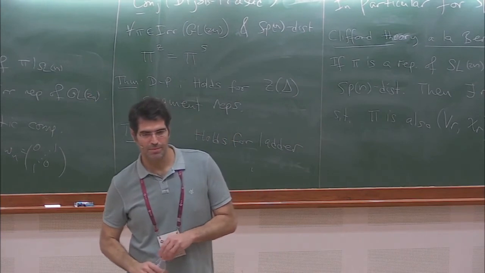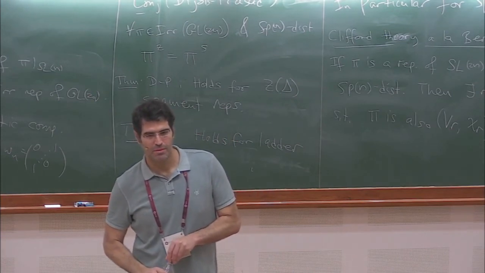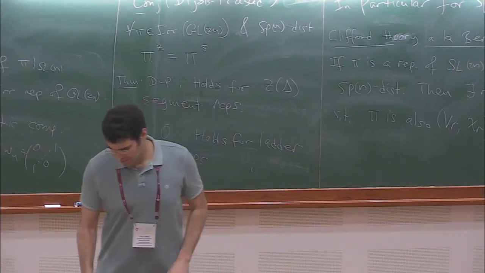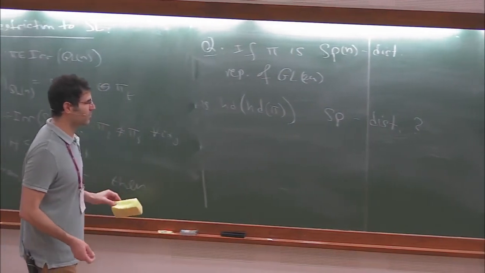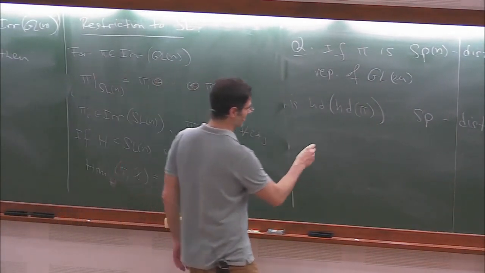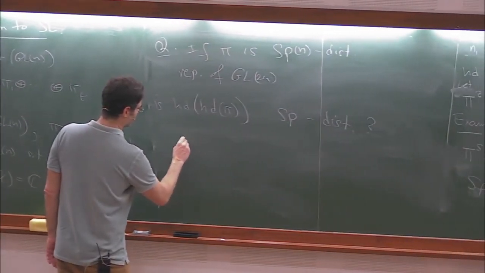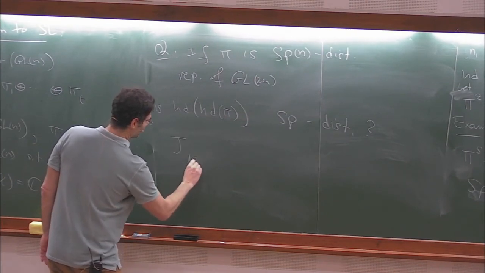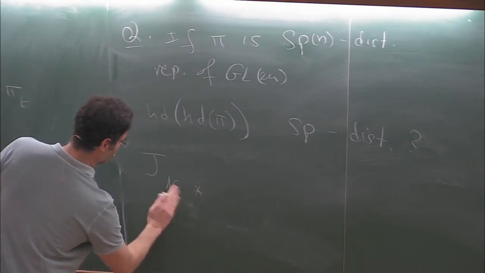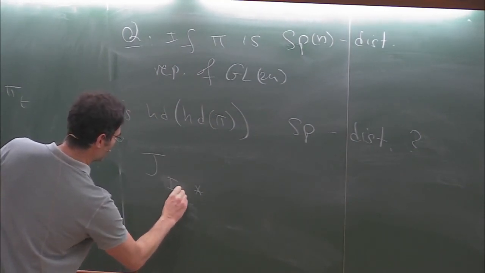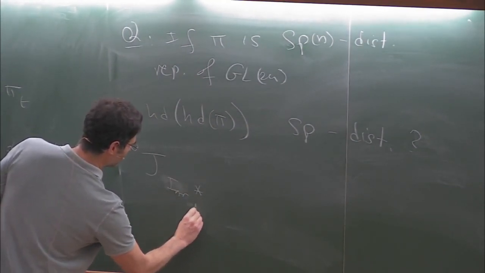Could you just recall how you define derivative for SLN? So in general, you can define a derivative with respect to a generic character. The definition is exactly the same. You take the Jacquet module with respect to this subgroup.